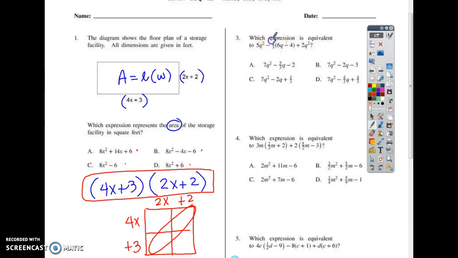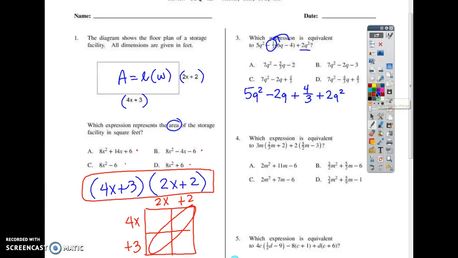You can also distribute. So you would distribute the negative 1/3 here and here. This comes down by itself, so that's 5q squared. And then you multiply this times this. That gives you negative 2q. I'm doing it in my head, but you can put negative 1/3 times 6 in the calculator, and it'll give you negative 2. And then you multiply the negative 1/3 times negative 4, which is a positive 4 over 3. And then you bring this one down, plus 2q squared.